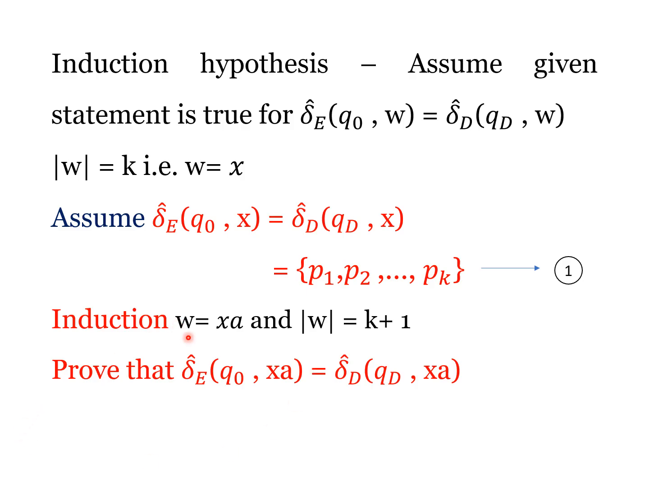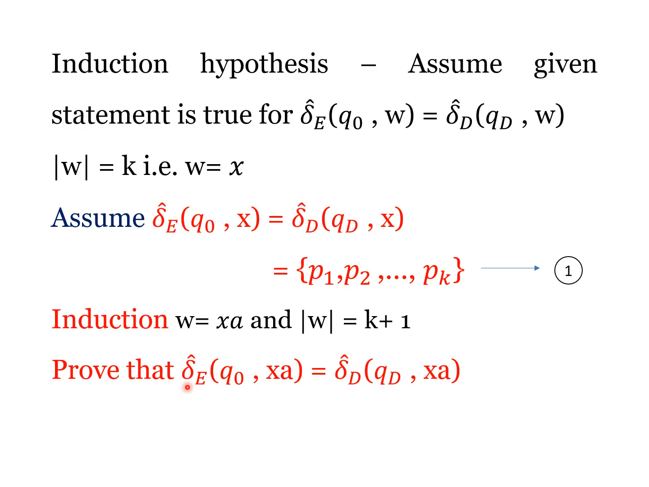So the induction is, we are taking W as XA. One character is concatenated to X, so the length becomes K plus 1. And then we want to prove that the transition, epsilon transition, sorry, not epsilon transition.